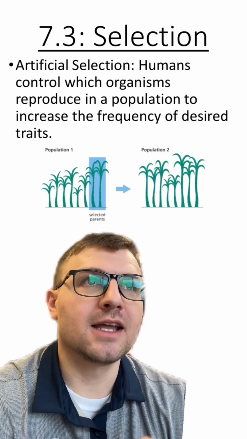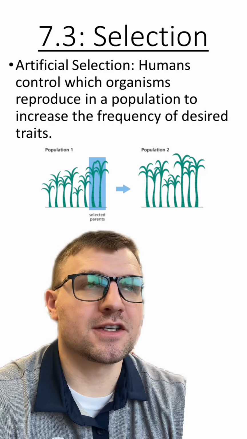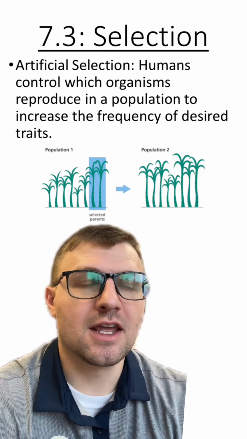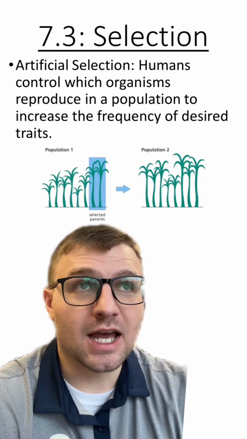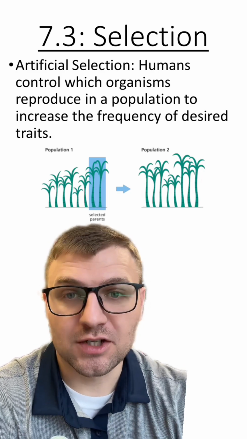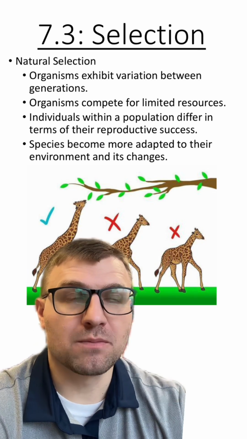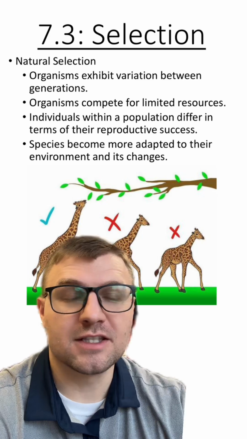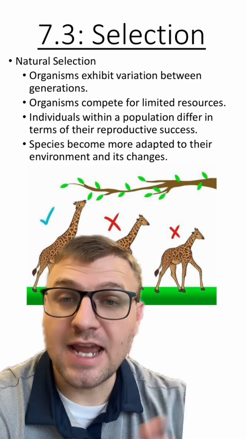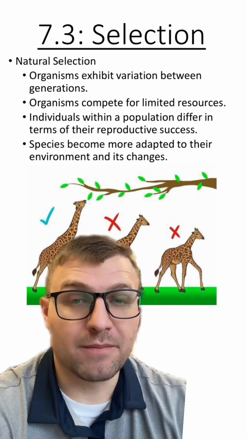The reason why I like to go over artificial selection first is because it helps students understand what natural selection is, because artificial selection and natural selection are so similar. The main difference is what is the selection pressure being placed on the species. And in natural selection, it is usually environmental factors.